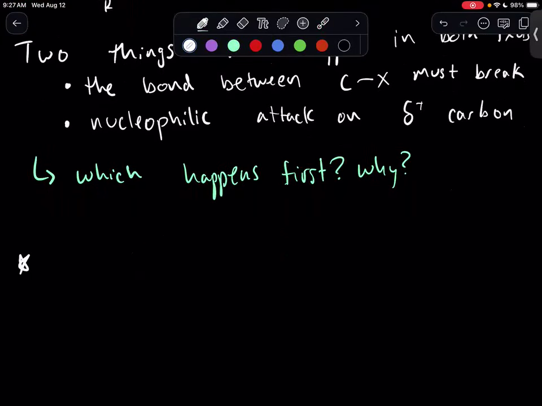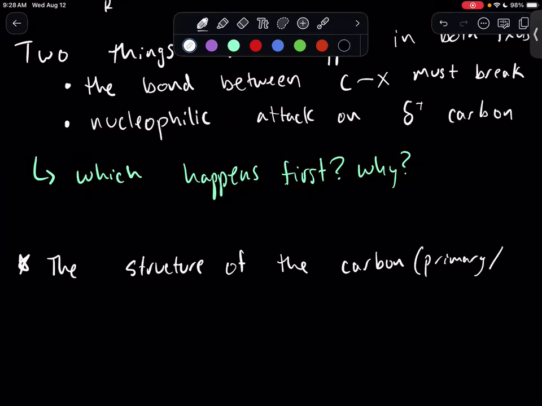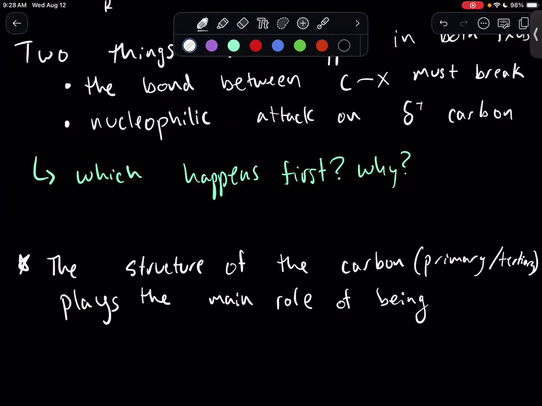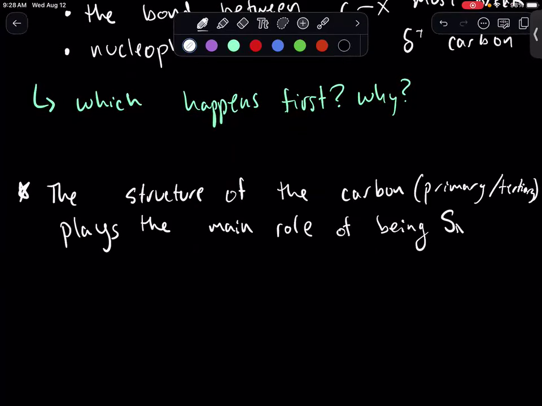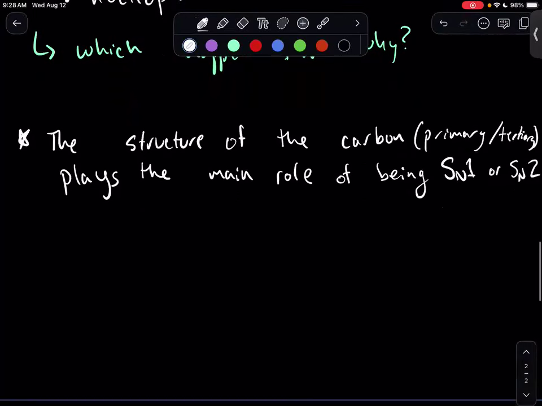The main points here are that the structure of the carbon, primary versus tertiary, and secondary, but we're not going to discuss that in this unit, plays the main role of being, and I'm going to introduce two new terms, an SN1 reaction or SN2. And so we're going to go over what this means.